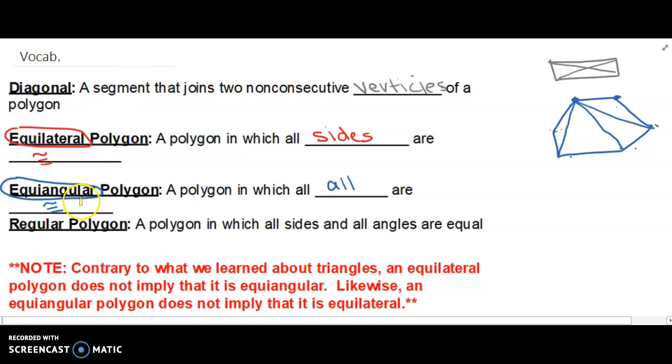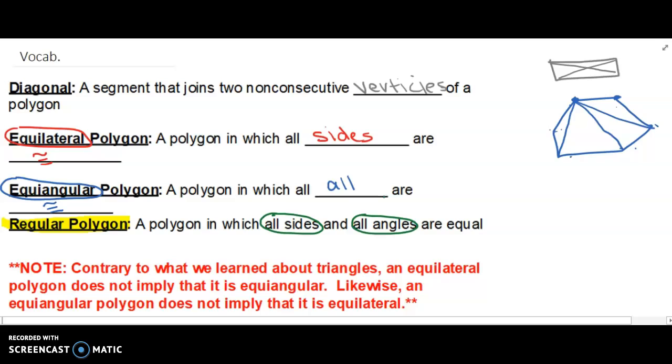Okay, regular polygon, guys, this is kind of a big term. This helps us quite a bit. And you're going to see it quite a bit too, so make sure you know it. It's just a polygon where all sides and all angles are equal. Okay, so all sides are congruent and all angles are congruent.